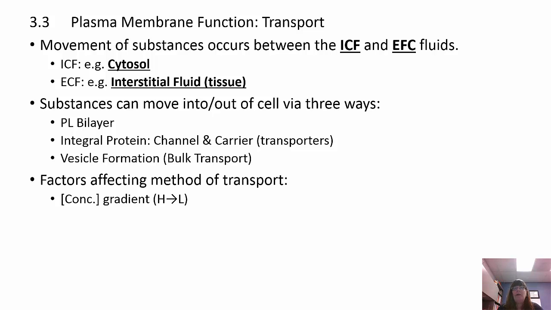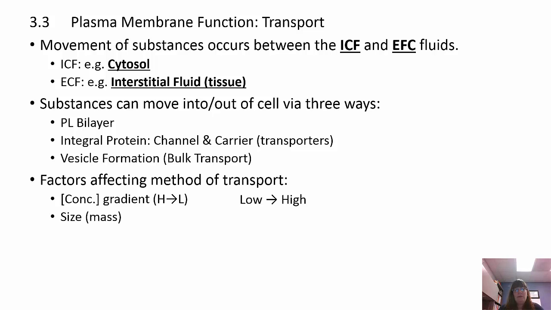Things that affect how they're transported. The concentration gradient is a big one. Molecules naturally flow from their high level of concentration to a lower level of concentration. If they have to go from a low area of concentration to a high area of concentration, they're going to need active transport, so that's going to require energy.